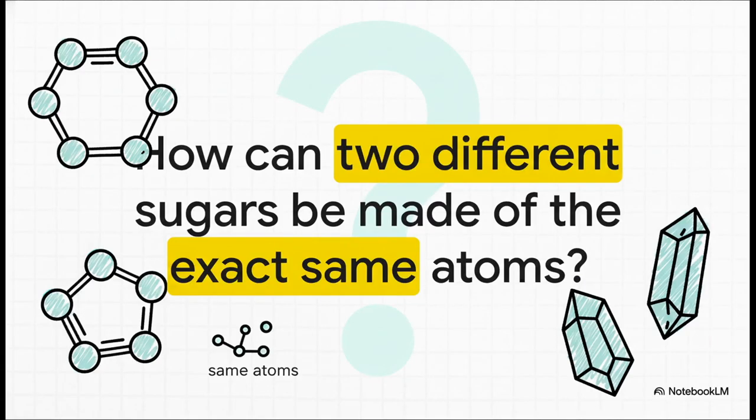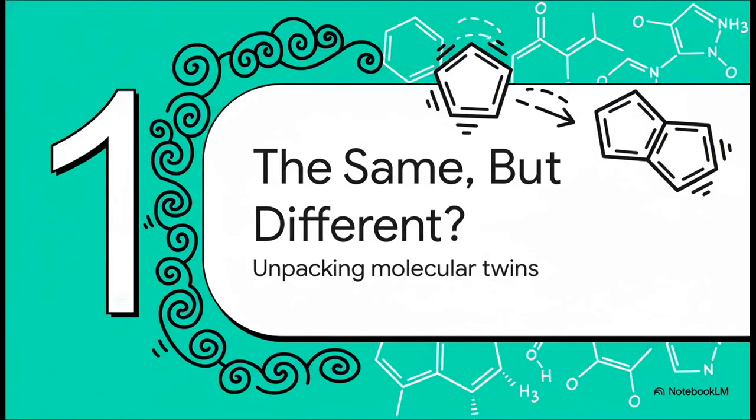How is it even possible that two totally different sugars, which our bodies use in very different ways, can be made of the exact same atoms? I mean, on the surface, that sounds impossible, right? Well, to get to the bottom of this, we're going to look at a classic example, glucose and fructose. You've definitely heard of both of them. They are fundamental sugars for sure, but they are not the same thing. And yet, on a chemical level, they kinda are.